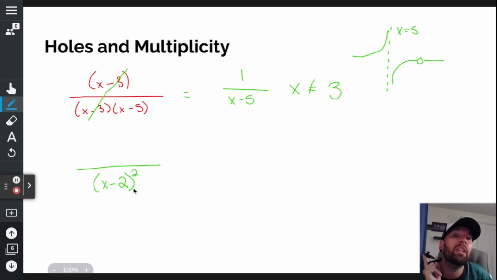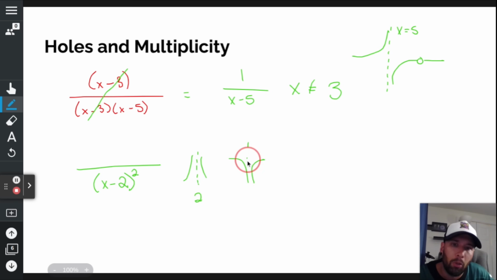However, when you have an even multiplicity creating an asymptote, these guys go up in the same direction. So at 2, these guys are going to go up in the same direction. Maybe they go down in the same direction. It all depends on what's going on up here and anywhere else. But when the multiplicity is even, both lines go up or down in the same direction.